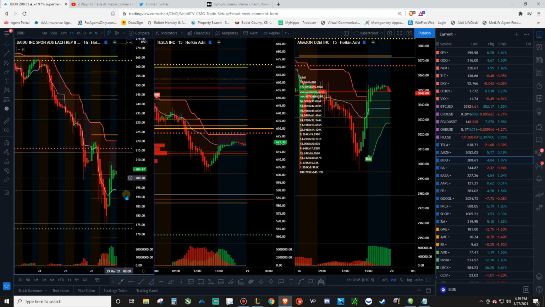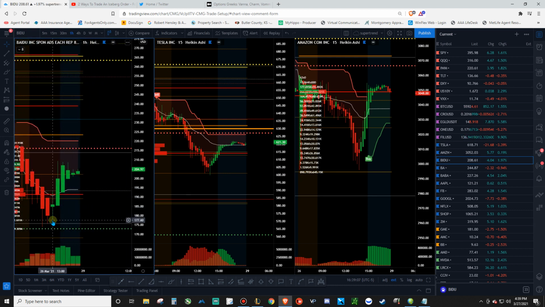Let's put Baidu up here. But Baidu's move started at 1 o'clock and even earlier than that. They started bouncing this thing back at 11 o'clock. See, Tesla's move didn't start for 45 minutes, 30 minutes later.